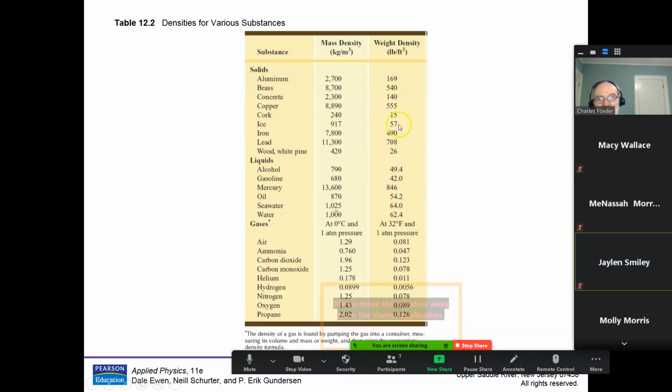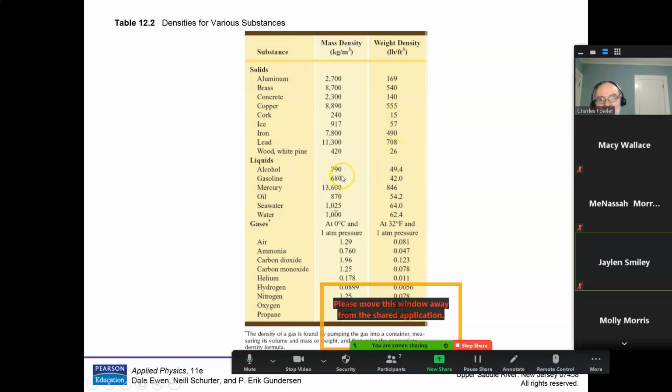Okay? And you see the same thing over here. Remembering water is 62.4 pounds per cubic feet. So you see ice floats, cork floats, and certainly wood floats.